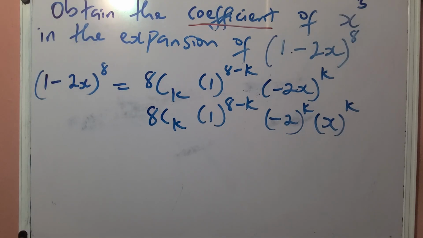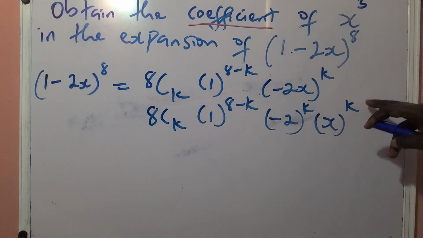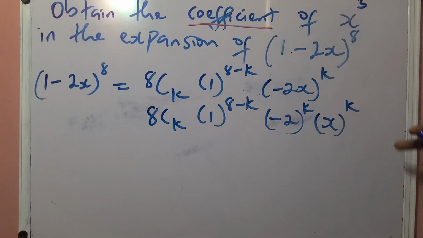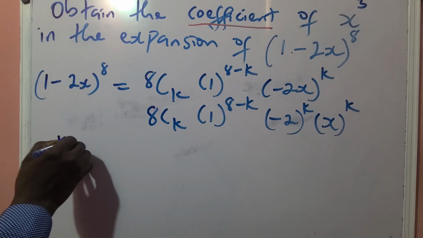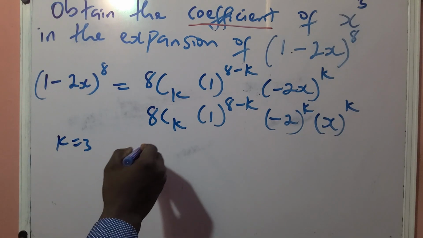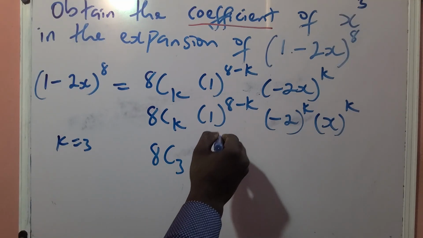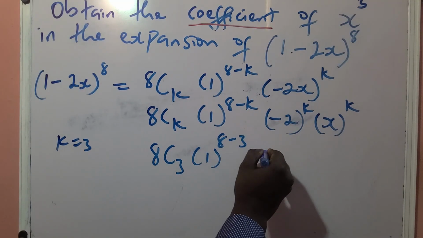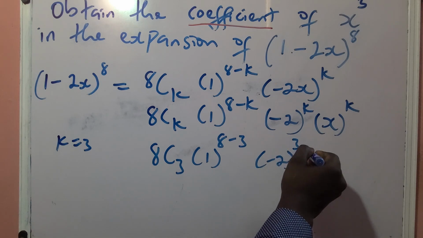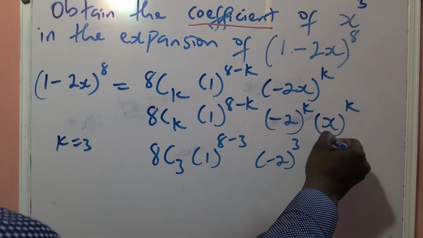So now we are asked to find the coefficient of x raised to the power 3. So without wasting much time, you can see that for you to have the coefficient of x raised to the power 3, your k would have to be 3. So k equals 3. So what you have to do is to go on to solve as 8 combination 3, 1 raised to the power 8 minus 3, minus 2 raised to the power 3, and then x raised to the power 3.